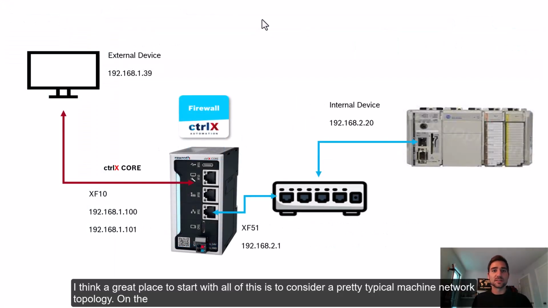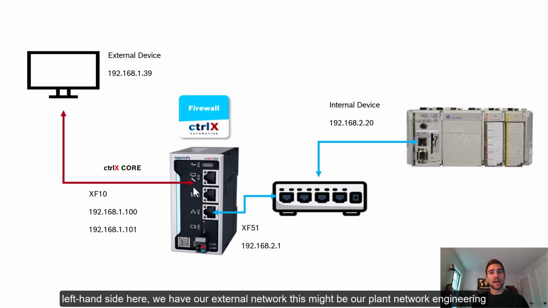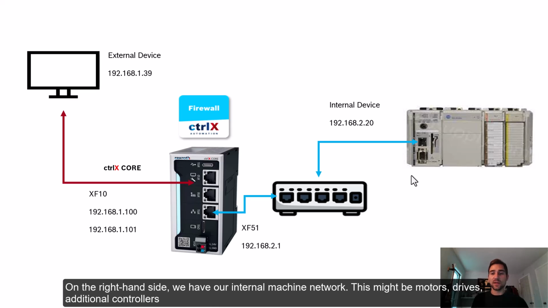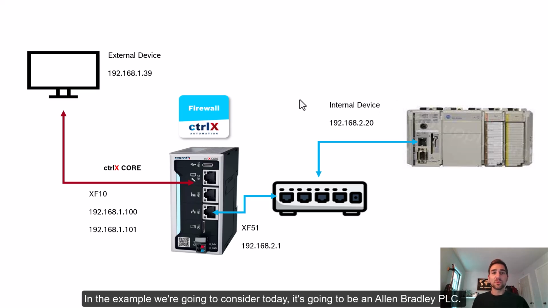I think a great place to start with all of this is to consider a pretty typical machine network topology. On the left-hand side here, we have our external network. This might be our plant network, engineering computers, etc. This is routed into our XF10 network interface of the ctrlX core. On the right-hand side, we have our internal machine network. This might be motors and drives, additional controllers. In the example we're going to consider today, it's going to be an Allen Bradley PLC. And as you can see, these two networks are on separate subnets.